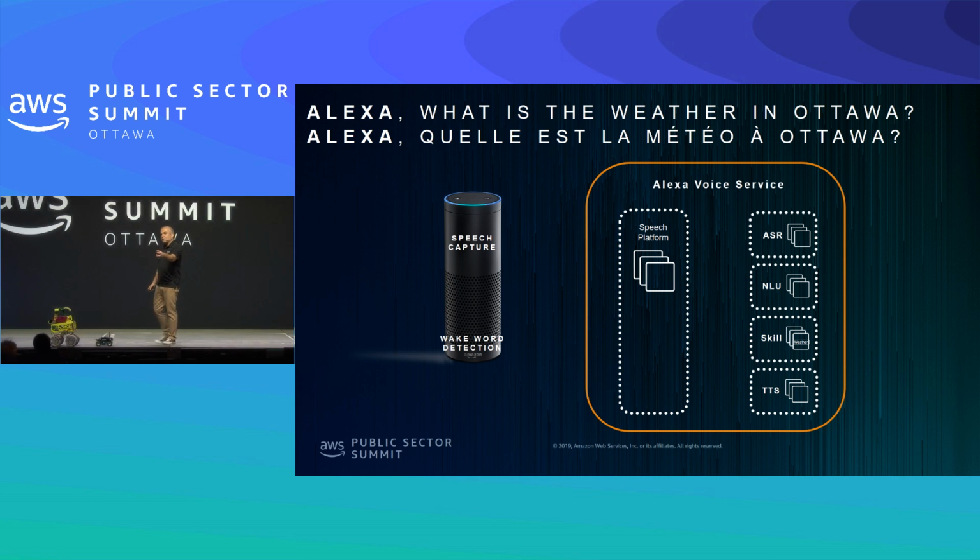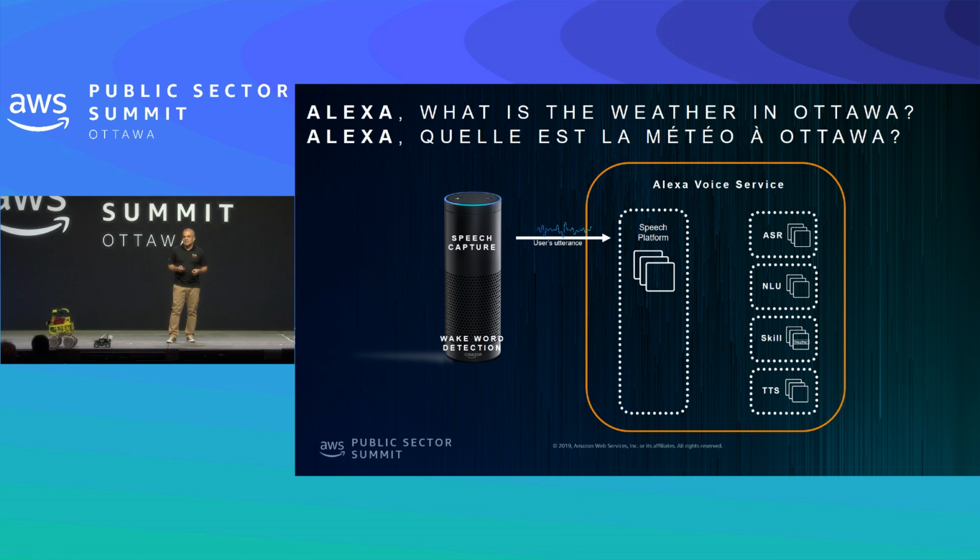So speech capture takes the information and sends it to the cloud. Actually, the information that you give to Alexa is not processed locally. It's sent to the cloud. When it is sent to the cloud, there's a layer we call the speech platform that receives this information in the format of an utterance.